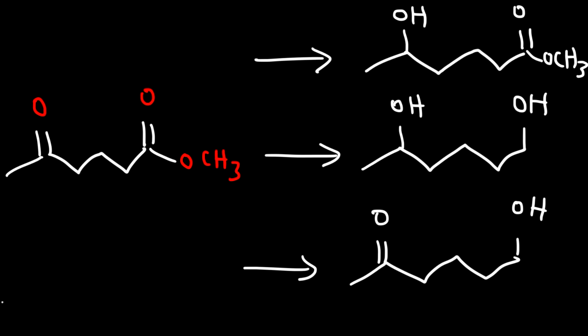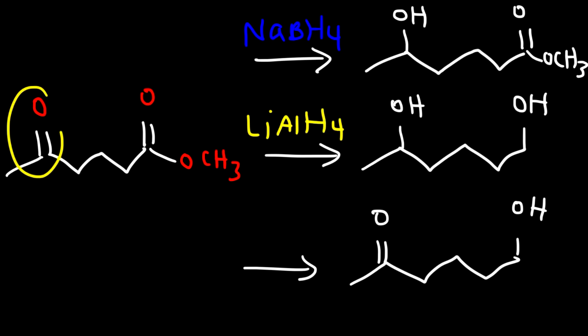Try these examples. For the first one, we need to use sodium borohydride, because this will reduce the ketone into an alcohol, but it's not strong enough to reduce the ester, so the ester will be unaffected. Now, for the second example, we need to use lithium aluminum hydride because it's a strong reducing agent. It will reduce the ketone into an alcohol, and it will reduce the ester into an alcohol.